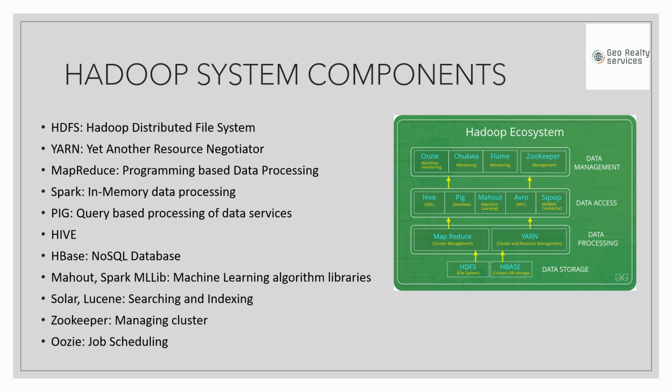Mahout, Spark MLlib: machine learning algorithm libraries. Mahout allows machine learnability to a system or application. Machine learning, as the name suggests, helps the system to develop itself based on some pattern, user or environmental interaction, or on the basis of algorithm.